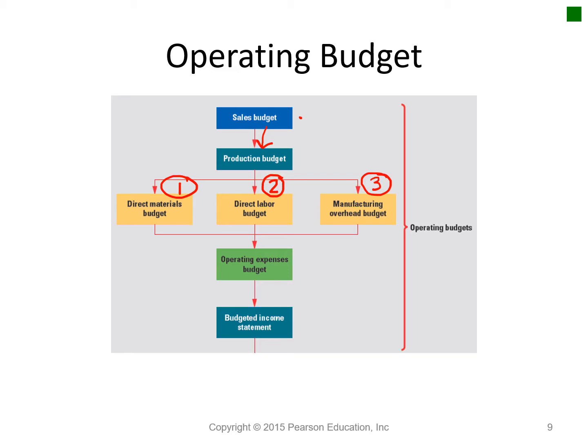And then of course, once you've gotten this out of the way, you can look at what they call your operating expenses budget. And just to remind you, that's essentially your period cost. That's your general selling and admin.